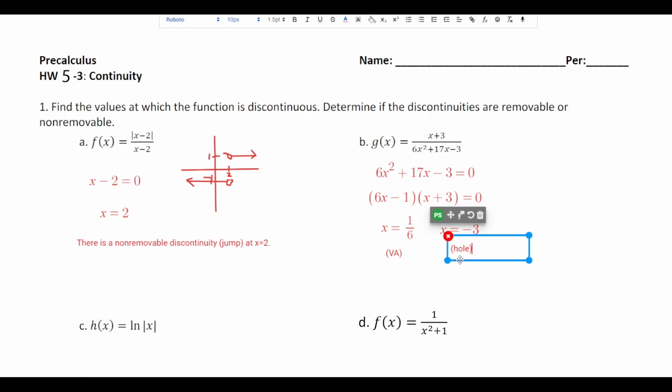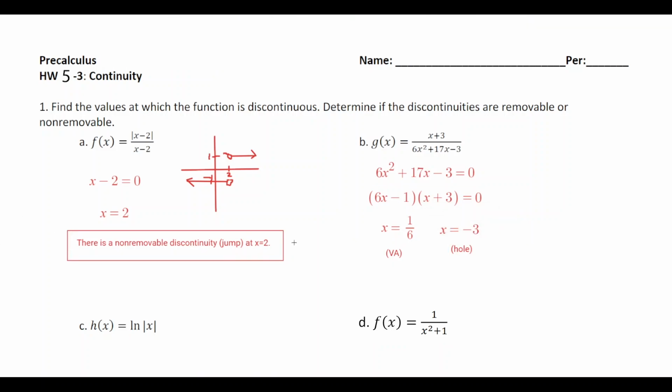Okay, so we actually get one of each. We get a removable and a non-removable discontinuity. So let's go ahead and answer this question. We're going to say that there is a non-removable, so this is the vertical asymptote, discontinuity.